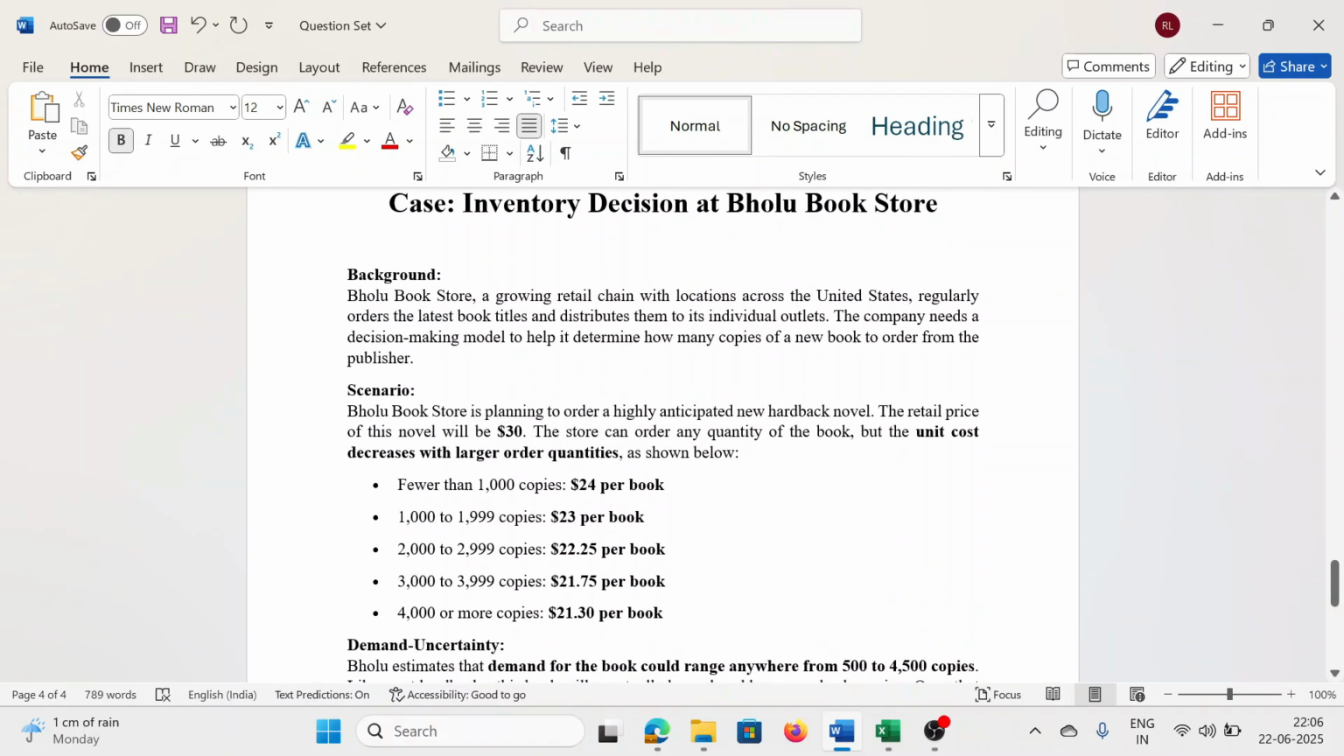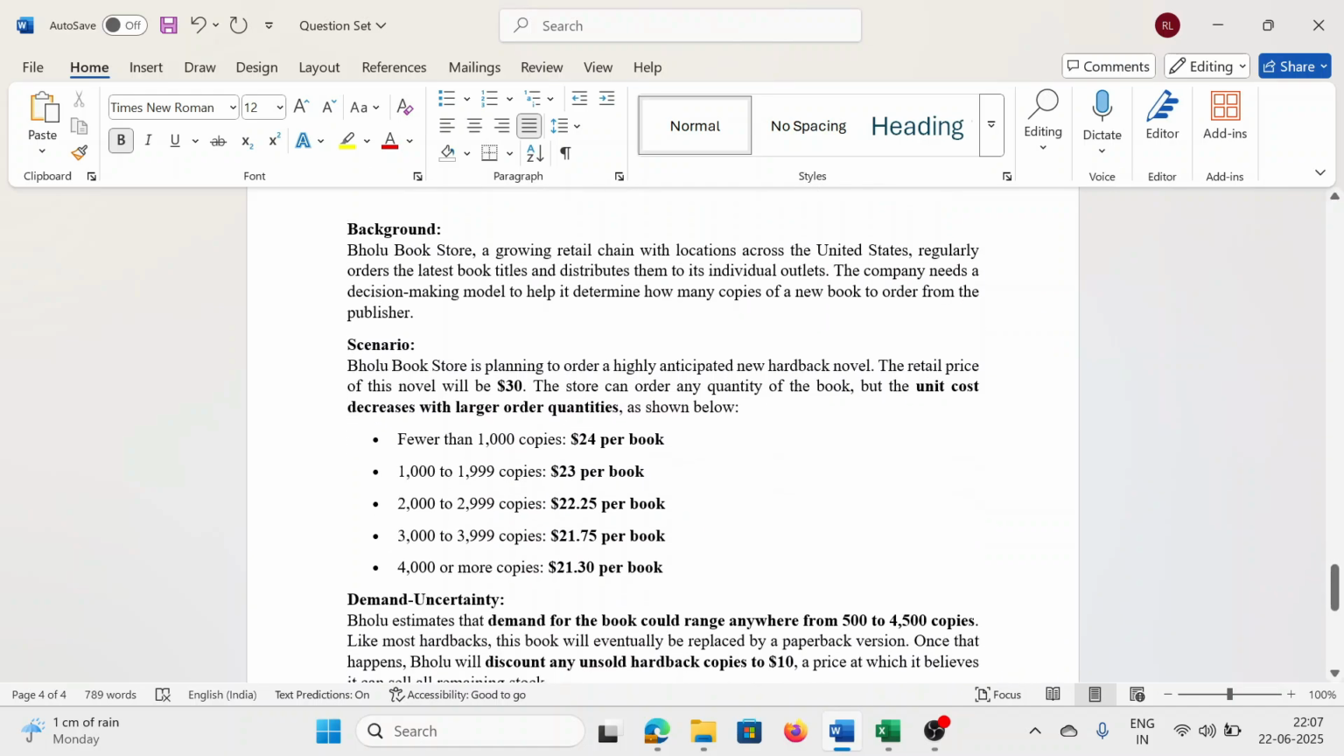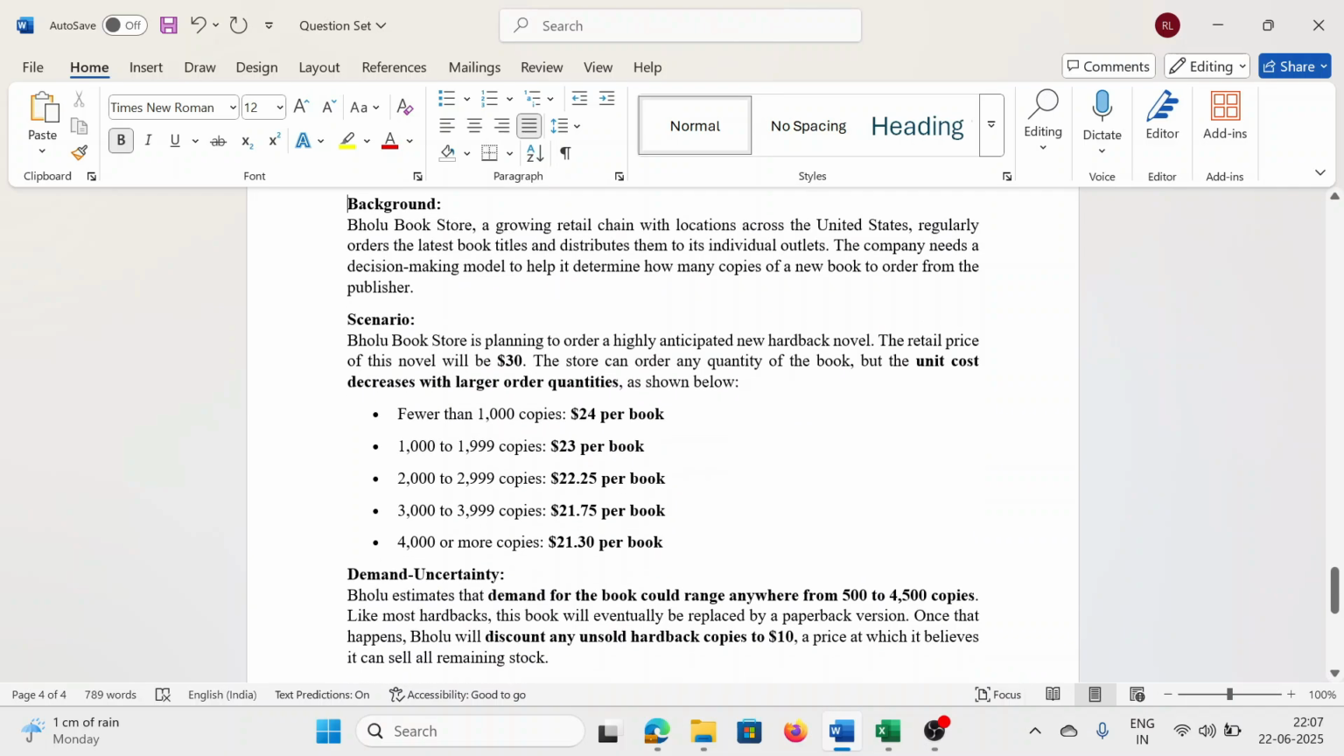Bholu Bookstore was a growing retail chain and it has established various bookstore locations in the United States. It orders and distributes books regularly, and the company needs to make a decision model to help determine how many copies of a new book to order from a publisher. So now we have to see the number of orders to be taken care of.